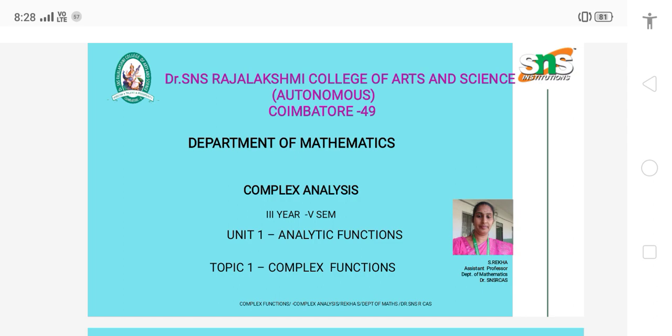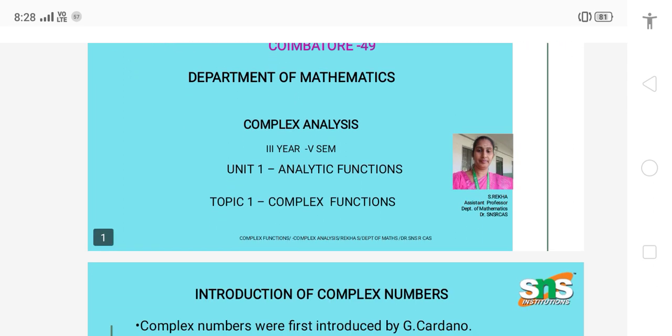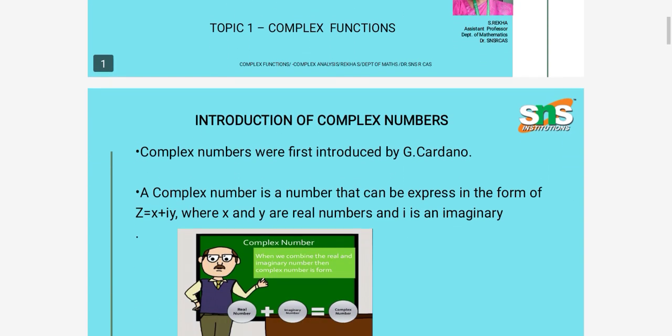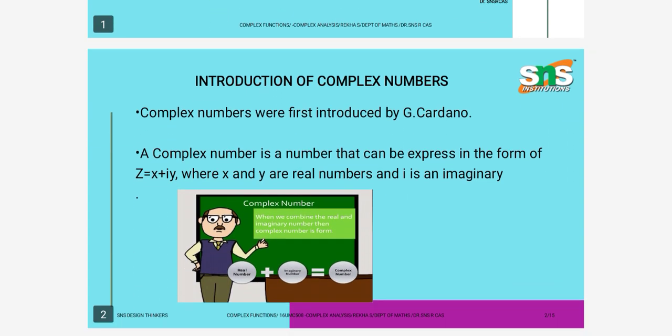Now we are going to discuss the course complex analysis. In unit 1, the topic is complex function. So first, what is meant by complex? Everyone knows complex analysis. Complex analysis is nothing but studying complex numbers.